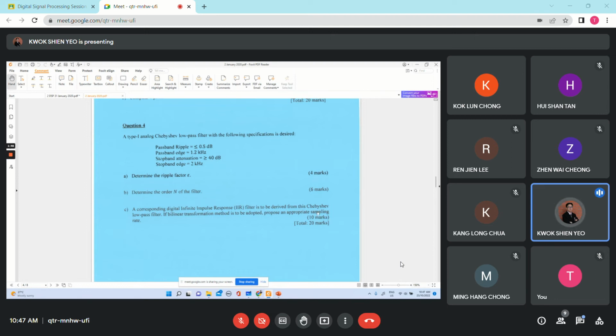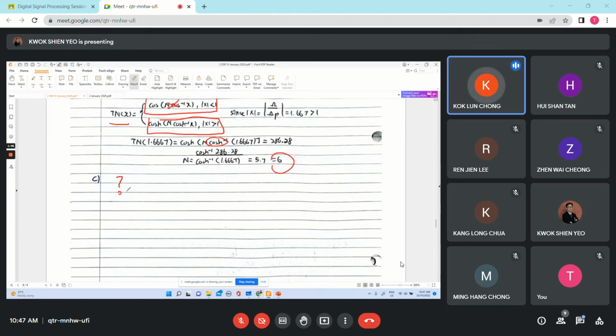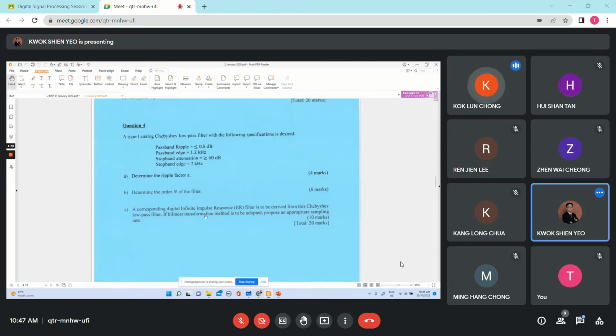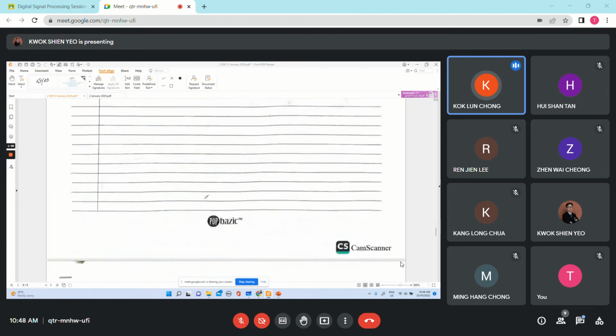IIR filters derived from here, is adopted, propose an appropriate sampling rate. So this one you're not sure how to do? Yeah, I'm not sure how to answer this. It's to find Ts. You know how to find Ts? Is it the formula like just now you told me, the bilinear transformation? Yeah, the bilinear substitution. Just the tangent equation. Then I'll try and see.